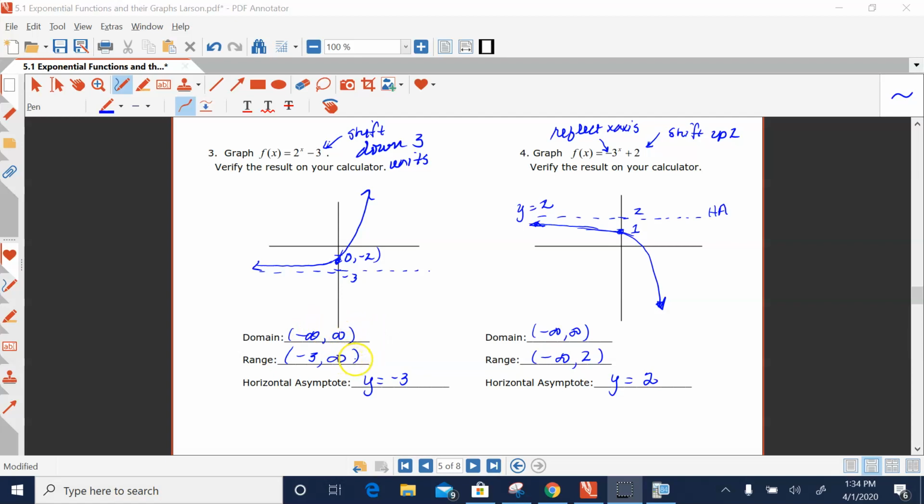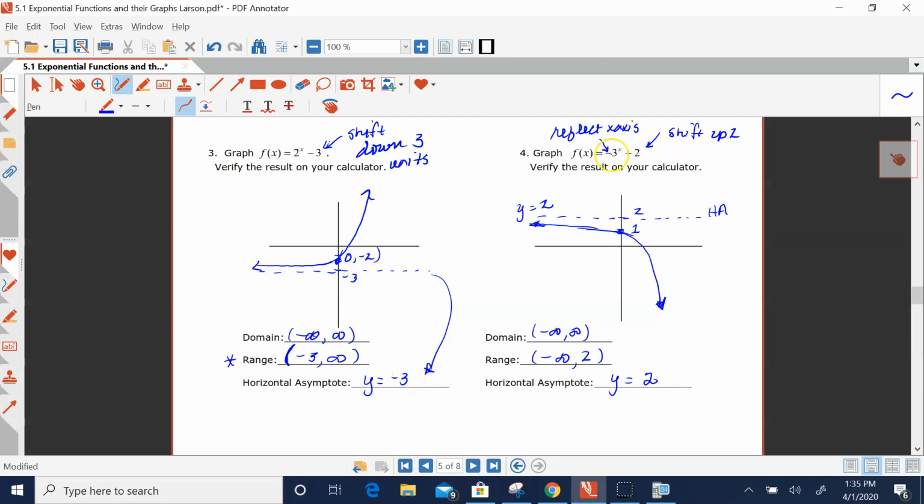But the range has changed because we shifted it down 3 units. So if you take a look at the graph, the range is going to be greater than -3. So it's everything from -3 to infinity, but we cannot include -3. We have to have a parenthesis on it because there is an asymptote at -3, and we're not going to cross that asymptote. Big deal right there. The range is going to be based on your horizontal asymptote, and for the range, we cannot include that asymptote. And then the horizontal asymptote is at -3. We'll always see these two numbers with respect to each other in the range and the horizontal asymptote.